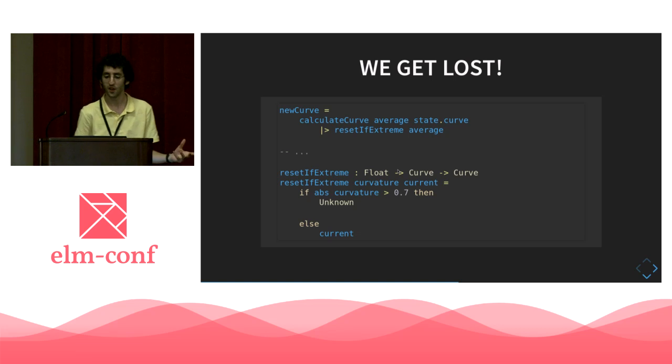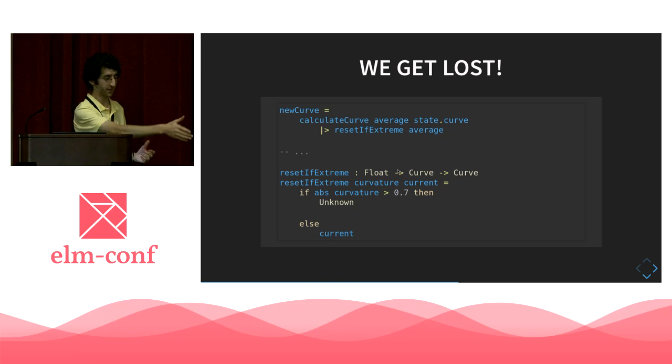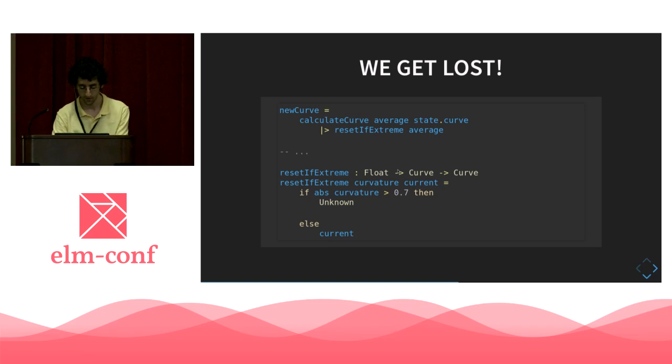And then if the robot gets lost, like it sort of did before, and it's just going in a circle, then we can say we lost the curve, and so we should go back to the unknown state. So we can add that function to our processing pipeline.